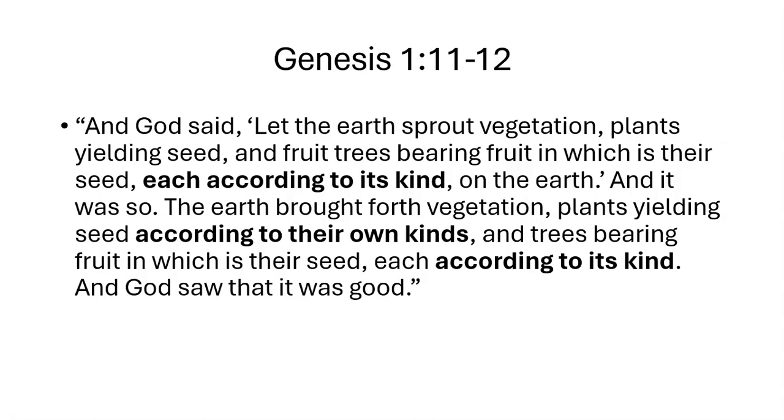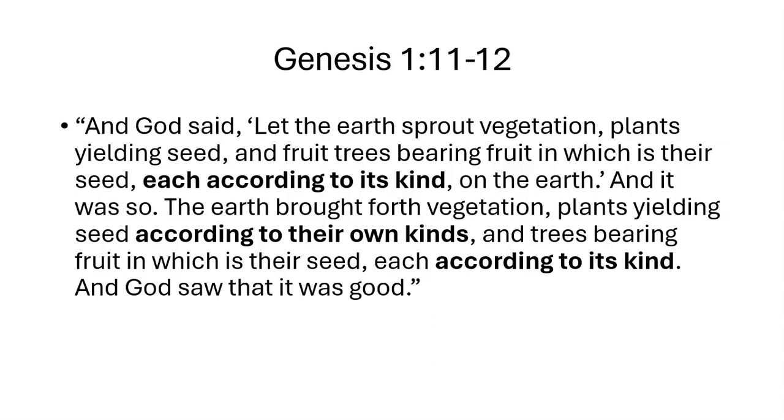Let's go to Genesis chapter 1 verses 11 to 12, which says, "And God said, let the earth sprout vegetation, plants yielding seed, and fruit trees bearing fruit in which is their seed, each according to its kind, on the earth. And it was so. The earth brought forth vegetation, plants yielding seed according to their own kinds, and trees bearing fruit in which is their seed, each according to its kind. And God saw that it was good."